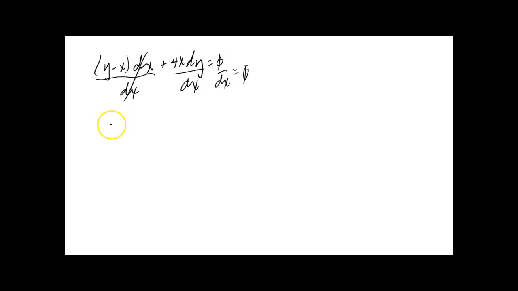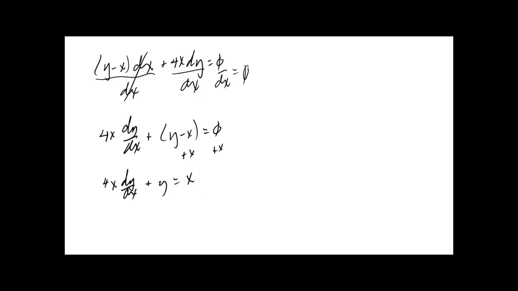I'm going to rearrange the order a little bit. 4x dy/dx plus y minus x is equal to 0. Now, if you don't like having that x in there with the y, you can add that to both sides. And then you have 4x dy/dx plus y is equal to x. Is that any easier to see?